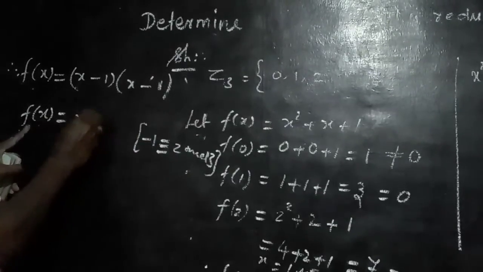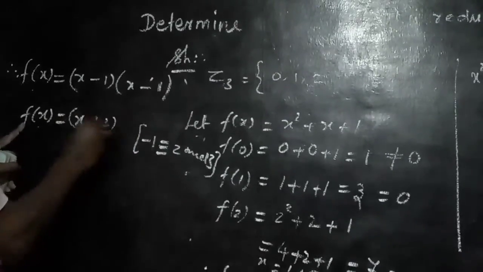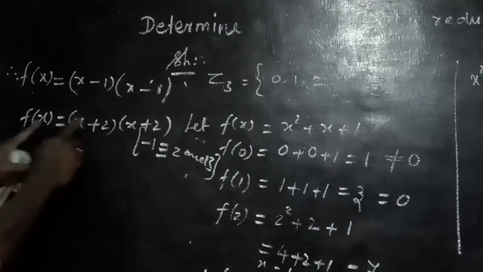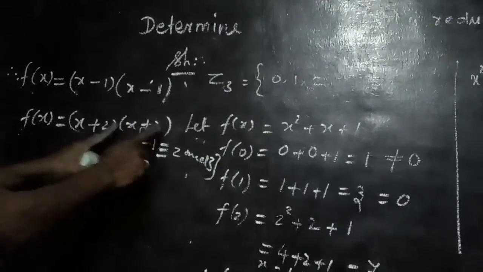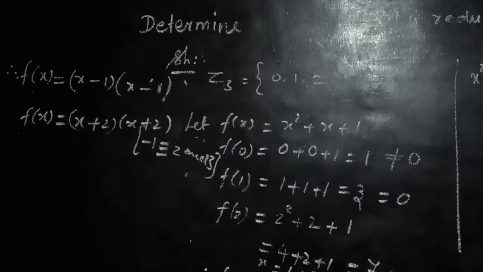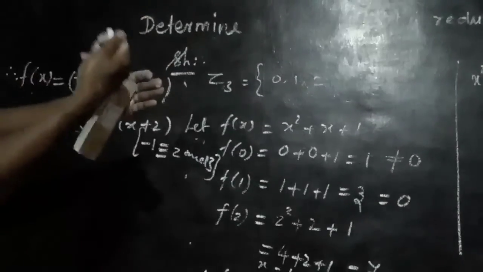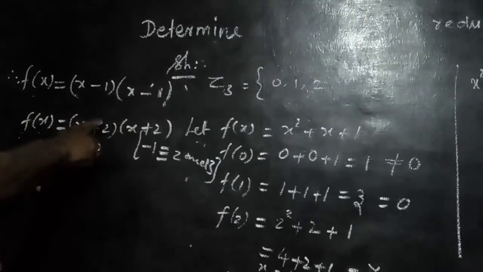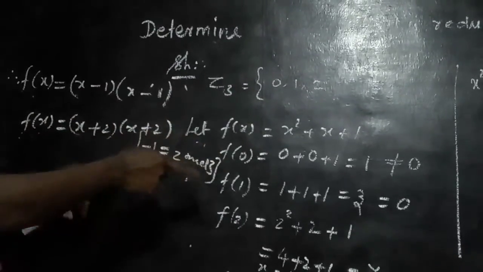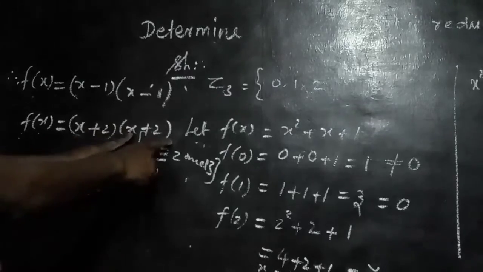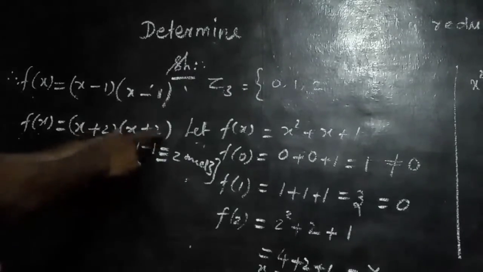So f of x equal to x plus 2 into x plus 2. So f of x equal to x plus 2 into x plus 2, which is equal to x square plus x plus 1. Look, actually this is a factor. Okay. So the polynomial is reduced to two or more polynomials. So x plus 2 into x plus 2.